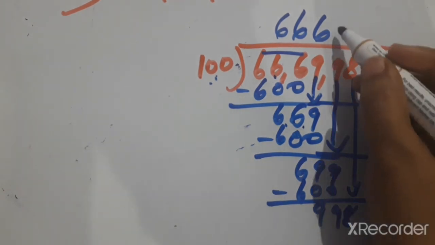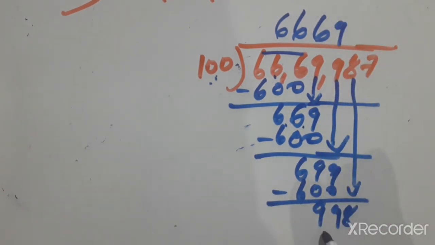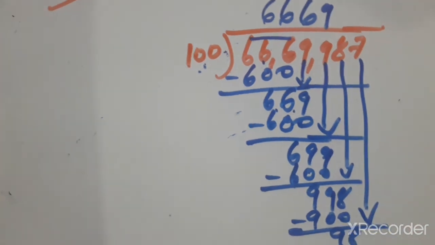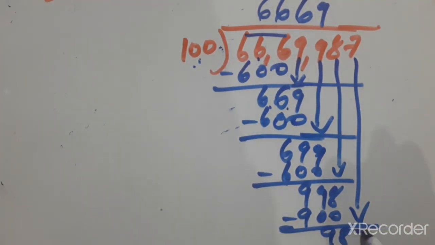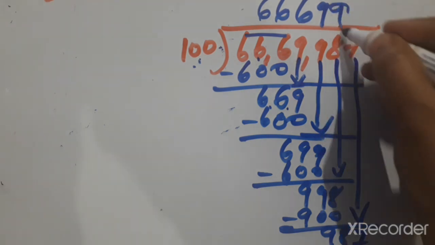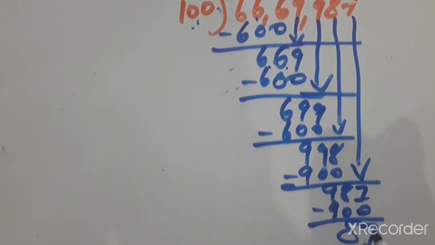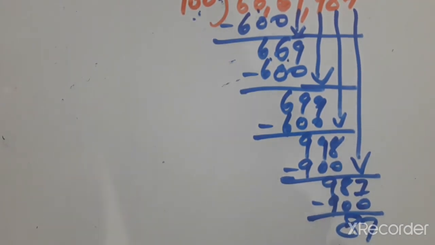100 9s are 900. 100 10s are 1000. So nearer is 9s, 900. Minus means 98. Bring this 7 down. Again 100 9s are 900. Minus means 87. 87 is the remainder. This is the remainder.